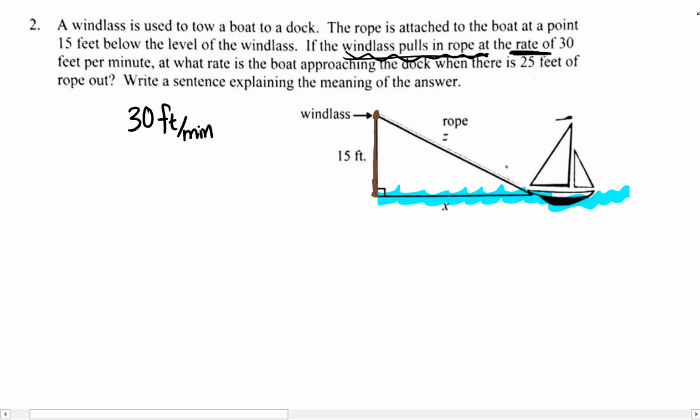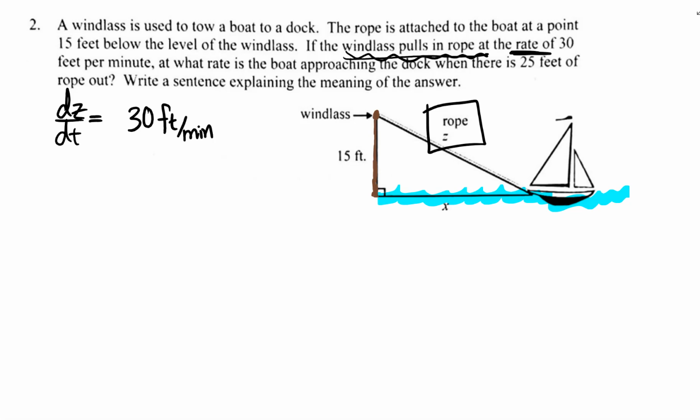So I go to the part of the diagram that represents the rope, and I see that that would be z, or the hypotenuse of our right triangle. So if it's the rate of change of the rope, and the length of the rope is represented by the variable z, then the rate of change of the rope would be dz/dt, the rate of change of the rope length with respect to time.